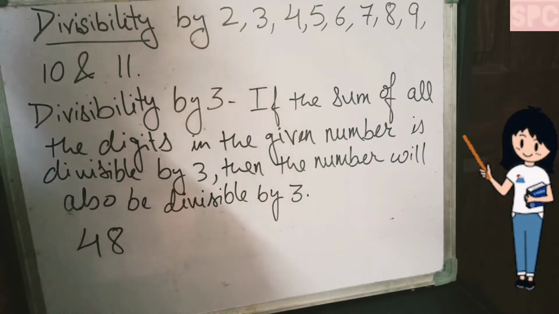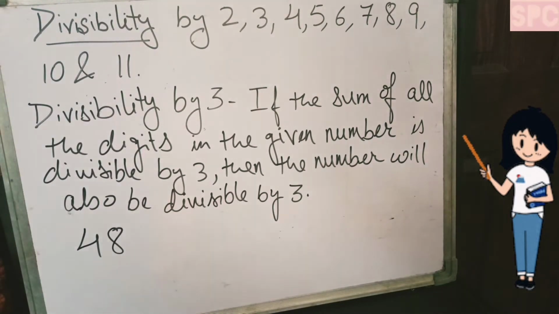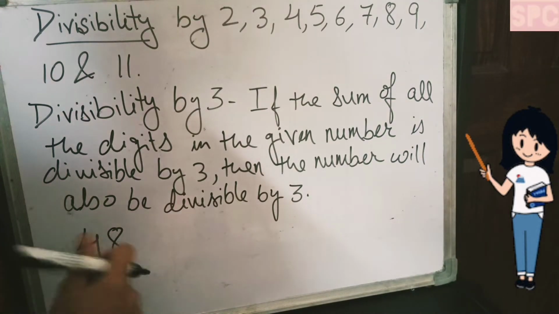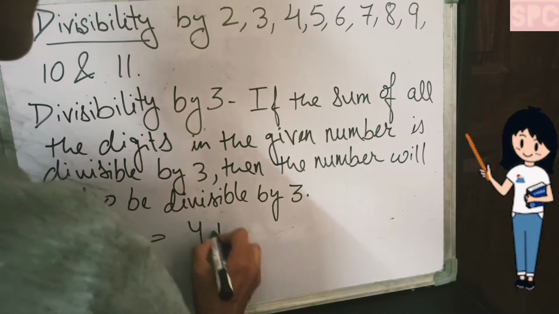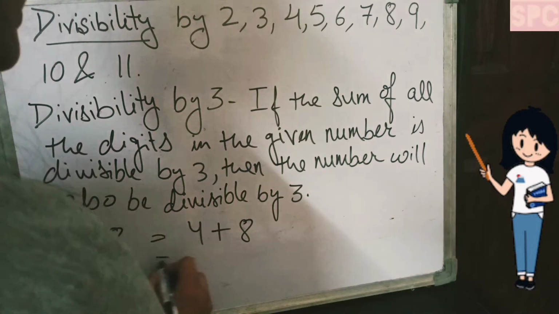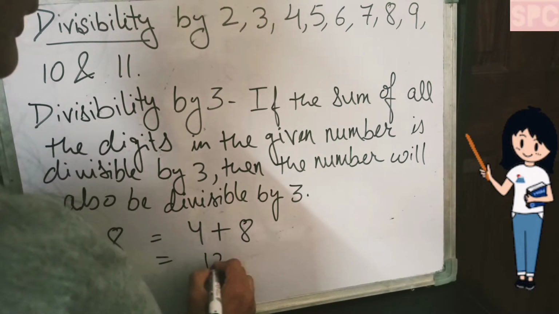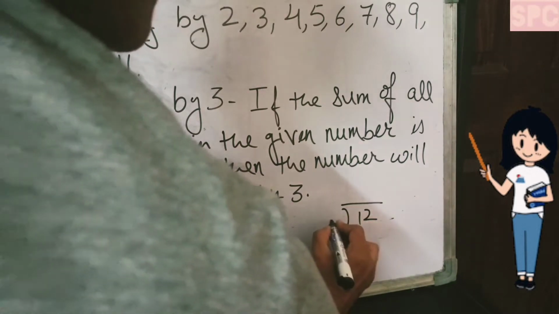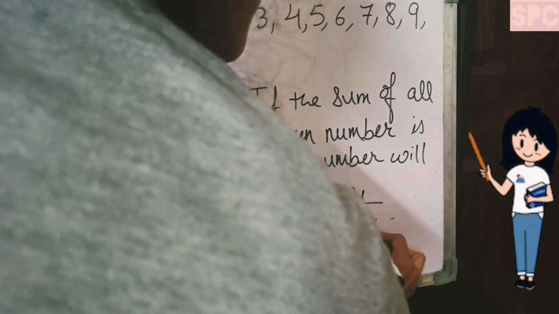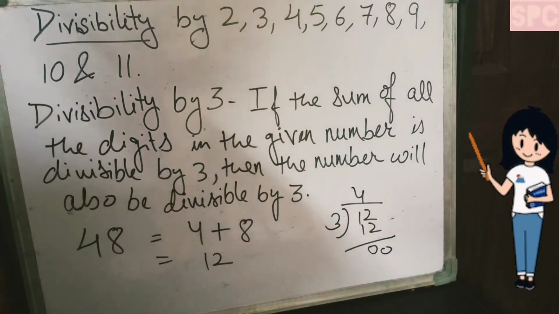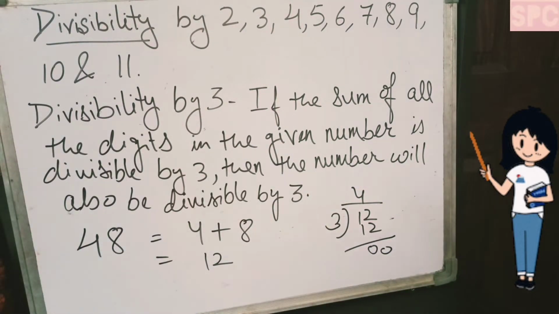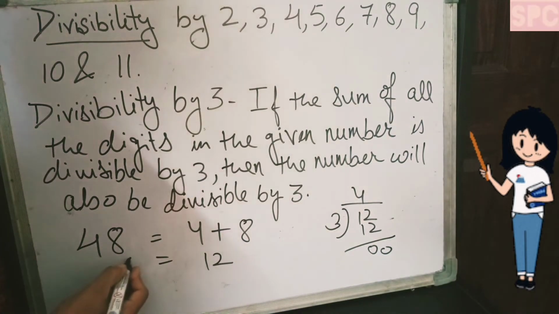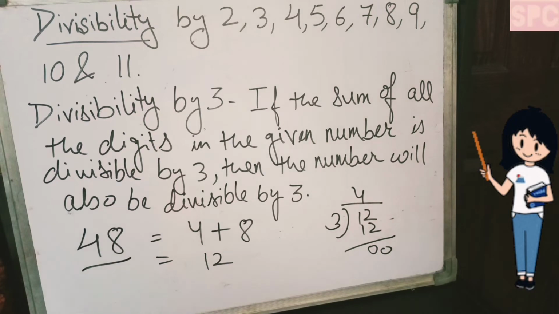Take the number 48. Now let us add all the digits in this number. So it has got 4 and 8. So 4 plus 8, which is equal to 12. We all know that 3 fours are 12. It has got 0 in the remainder. So as 12 is completely divisible by 3, this number 48 is also completely divisible by 3.